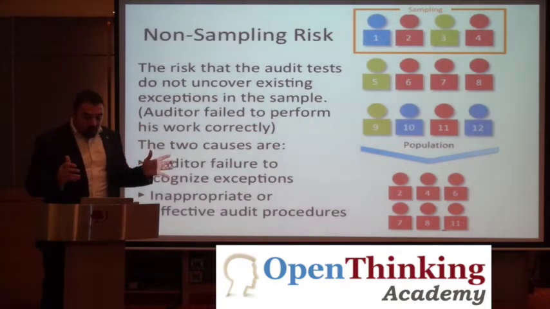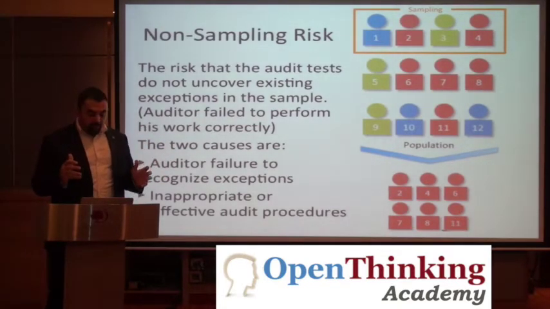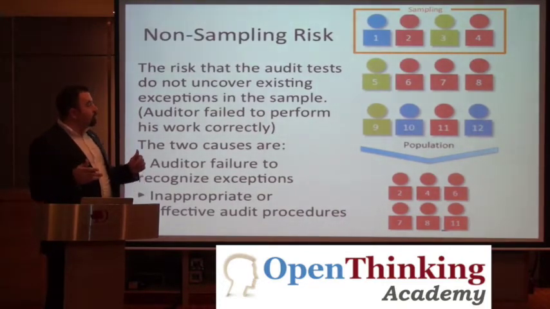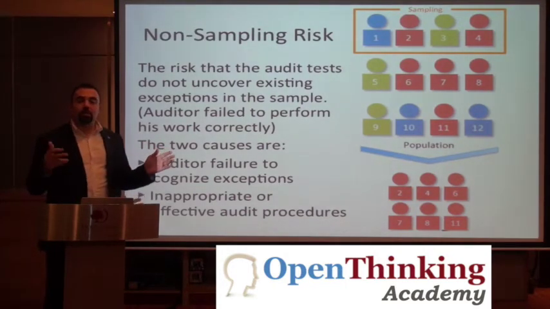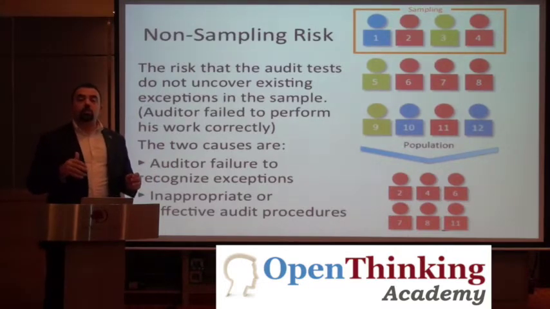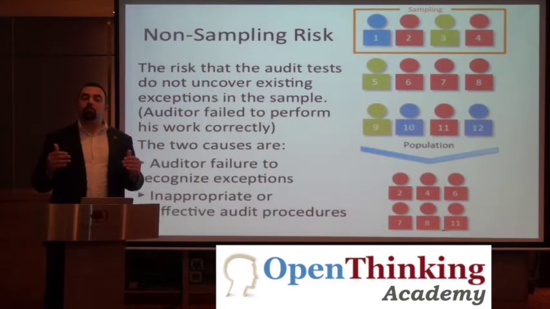So what are the two ways for us to ensure that this will not happen? First, the auditor failed in recognizing exceptions. So auditors need to be able to recognize the exception. This is the reason why this happened, and auditors need to avoid that in the future. Second, they used inappropriate or ineffective auditing procedures. So next time they need to use appropriate auditing procedures. These are the two reasons why they failed.